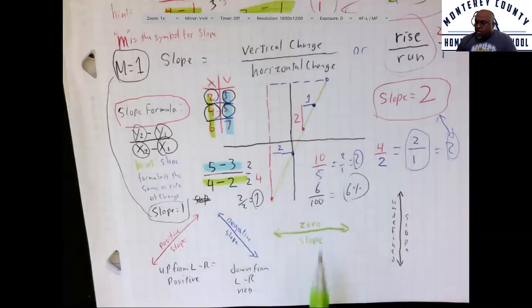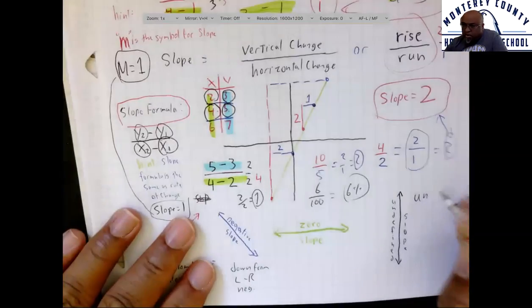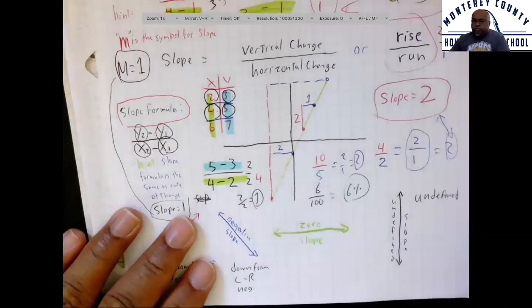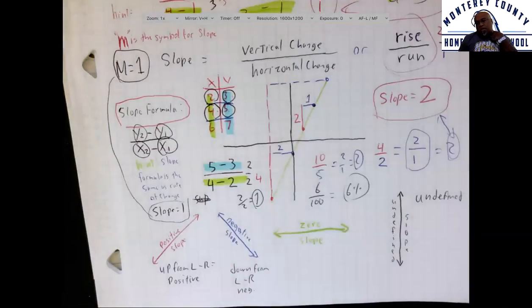Okay. However, if a line is completely vertical, it's called undefined slope. And I'll write it this way so you can actually read it better. Undefined. Okay. So we call it undefined slope.